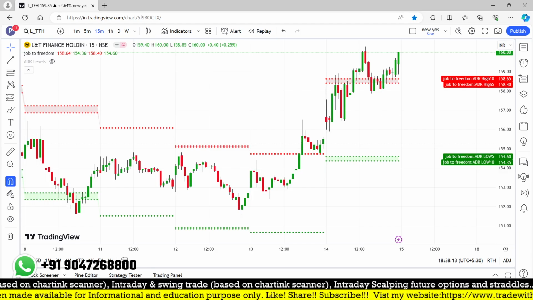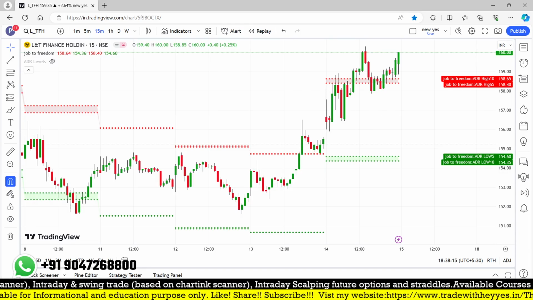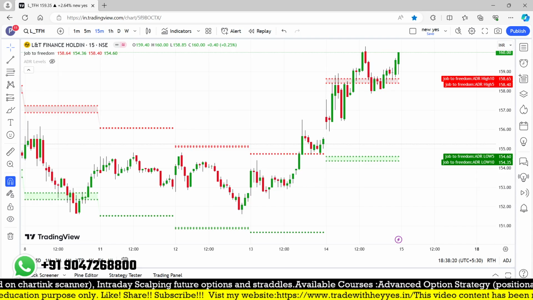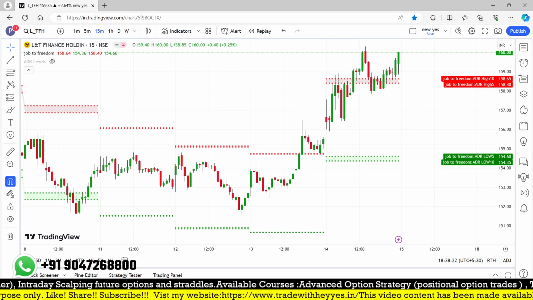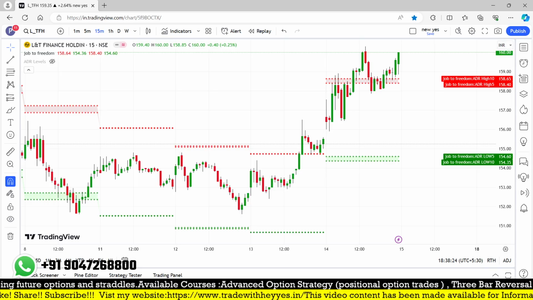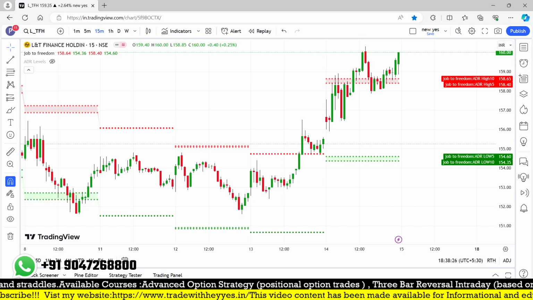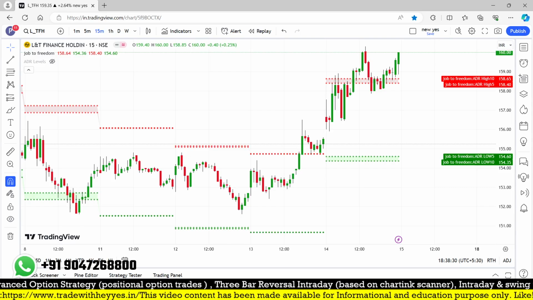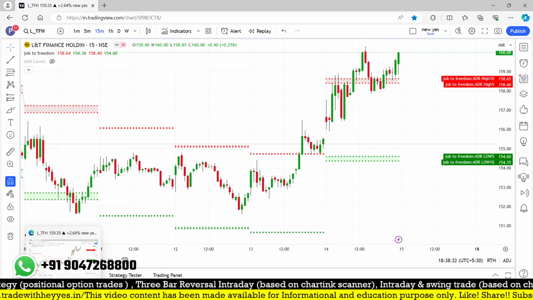I am taking 5 minutes. The 5-minute and 15-minute are the main time frames I look at, and I also track the overall market. Today the market opened with a gap up and a positive market. Hope you understood, everyone: a gap up and positive market. So I'm just looking for the call side.